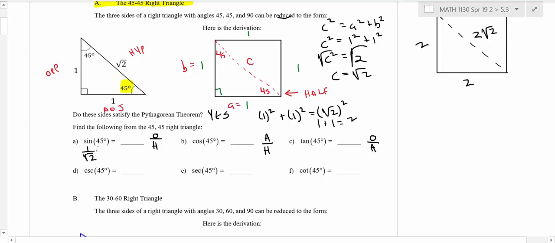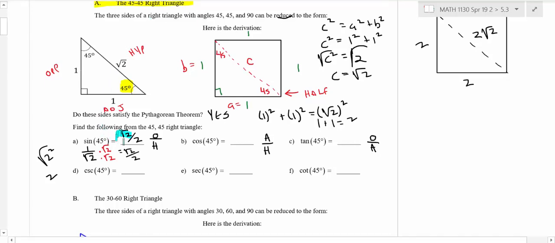Then we would just rationalize that denominator. So I'll go ahead and do that. You want to multiply by square root of 2 over square root of 2. That will give me the square root of 2 over 2, because remember, when you do a square root of something squared, the radical comes off. So the answer to the sine of 45 would be square root of 2 over 2.